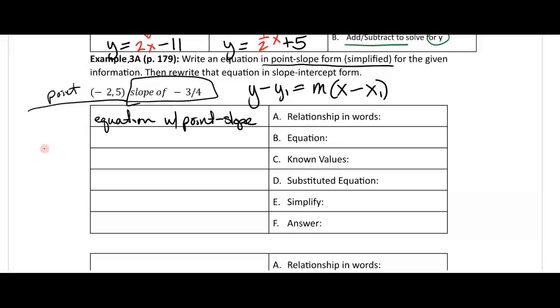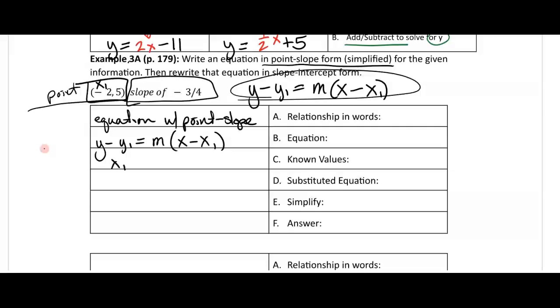We're given a point, we're given a slope. All right, the general equation for point slope is this right here. I wrote it up there for reference. It's y minus y1 equals m times x minus x1. This is an easy point to get. We just need to select the right equation. What are our known values? Well, I'm given this point, so that means that x1 equals -2, and y1 equals 5, and my slope, m, equals -3/4.